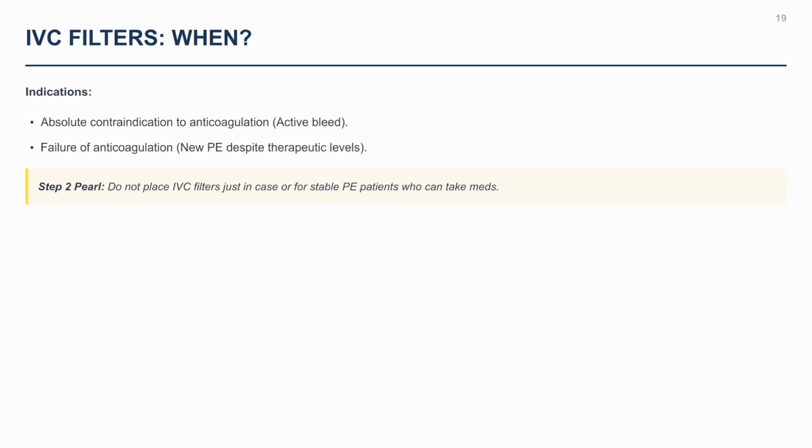Inferior vena cava filters are placed in only 2 situations: when there is an absolute contraindication to anticoagulation, such as active major bleeding, or when anticoagulation has failed and the patient develops a new PE despite being at therapeutic levels. Do not place IVC filters prophylactically or in patients who can safely take anticoagulants. This is a common Step 2 trap.